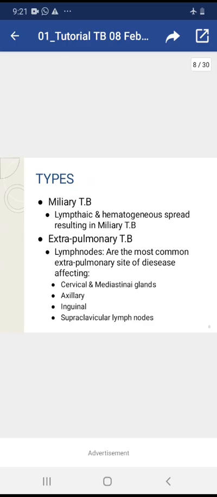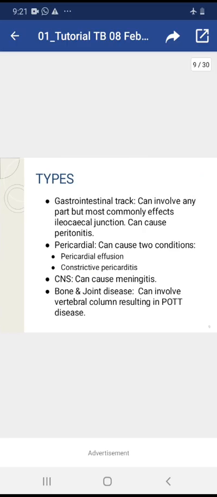Extrapulmonary TB. As the name indicates, this TB affects sites other than pulmonary sites. The most common extrapulmonary site of disease is the lymph nodes, affecting cervical and mediastinal glands, axillary, inguinal, and supraclavicular lymph nodes. Other types.